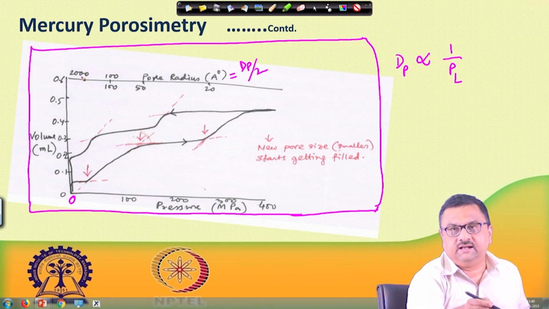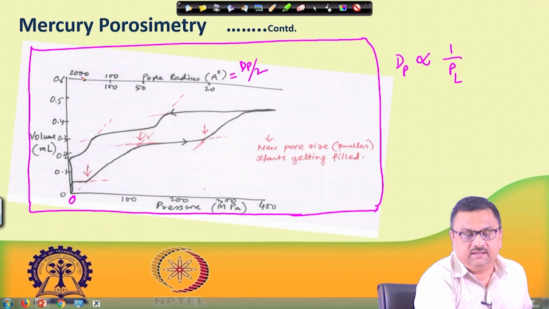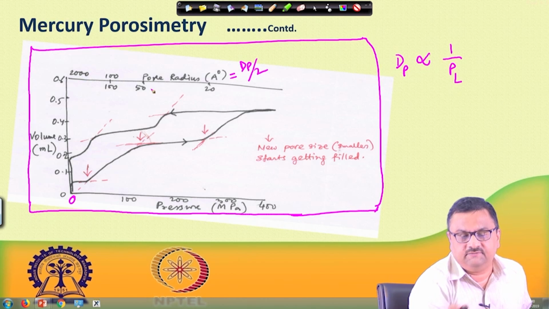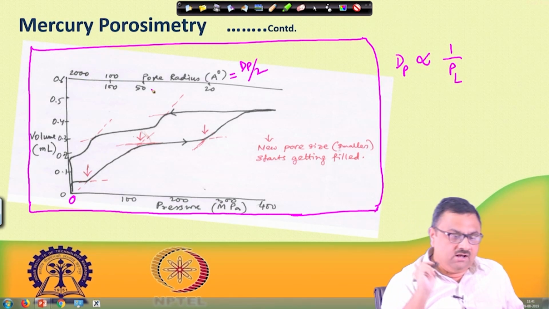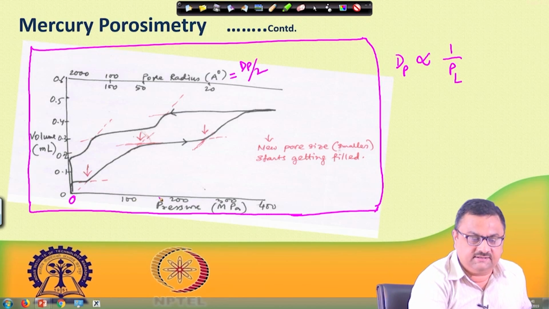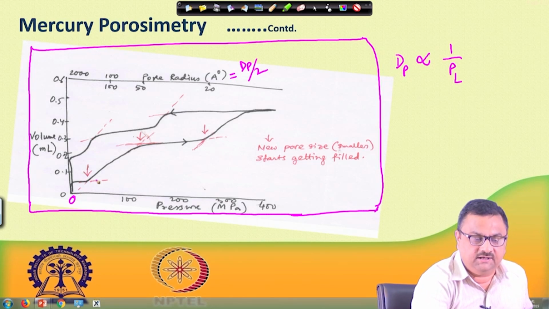as we discussed in the last slide, changing to 2000 angstrom, 100 angstrom, 50 angstrom, like this. So the pore radius is decreasing, and as the pressure increases, smaller pores are getting penetrated.